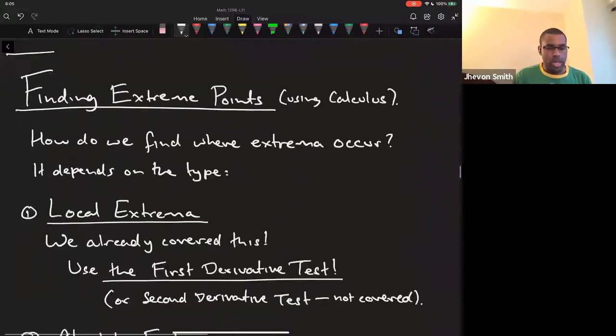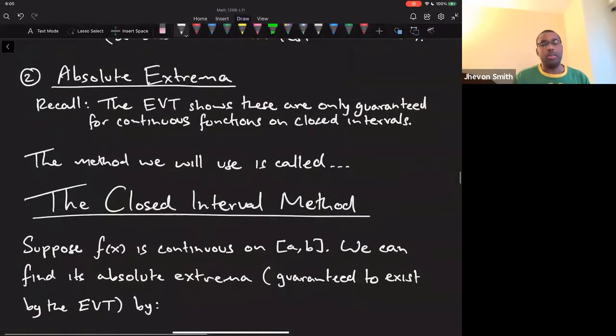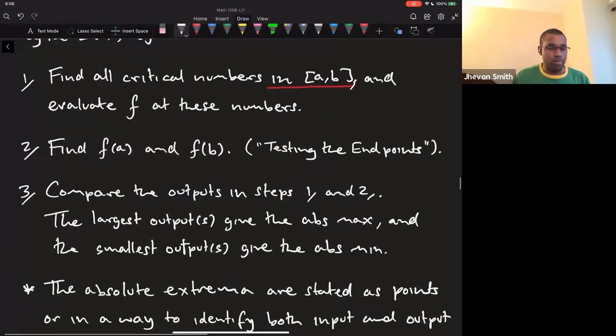So as far as finding out where the local extrema are, right, local maximums and minimums, we already dealt with that actually. You do the first derivative test, which I already showed you. Or you could do the second derivative test, which we're not really going to look at. For absolute extrema, you do a method called the closed interval method, which is what I described here.